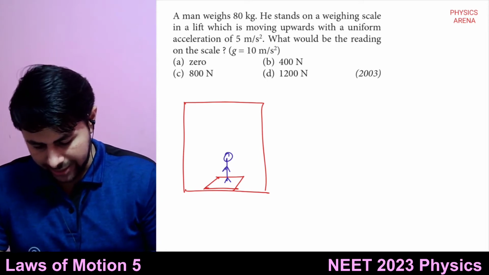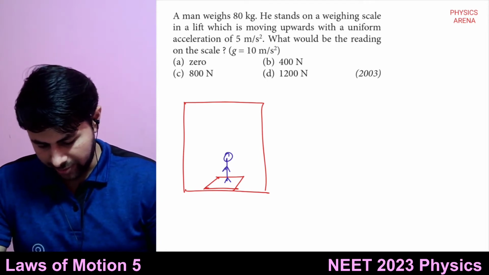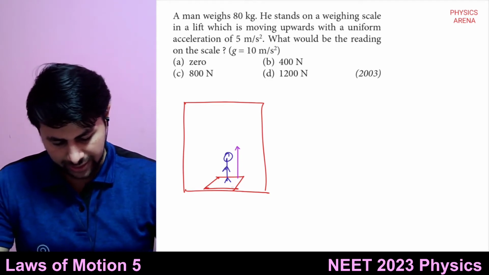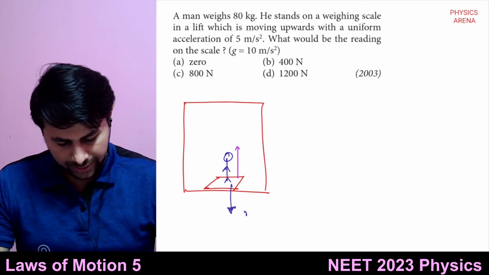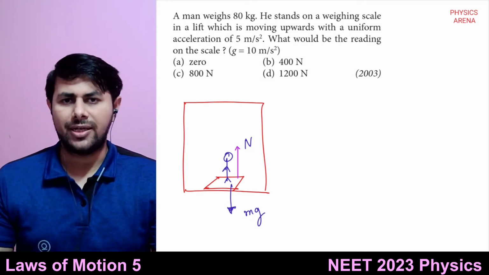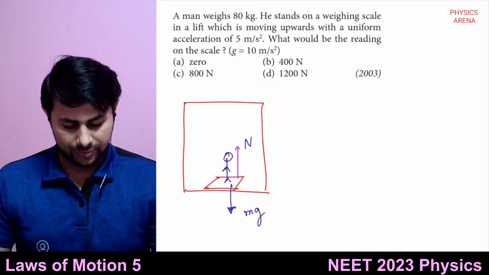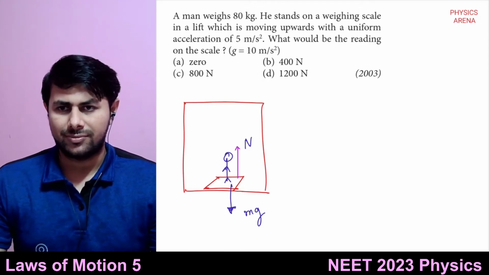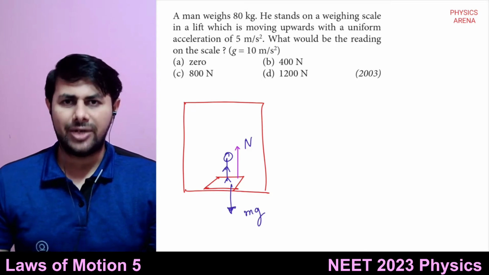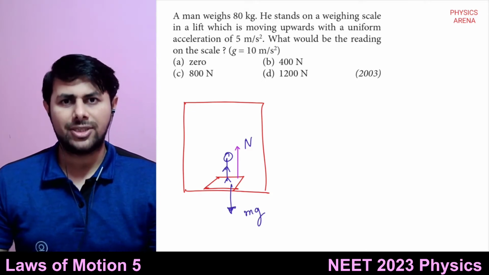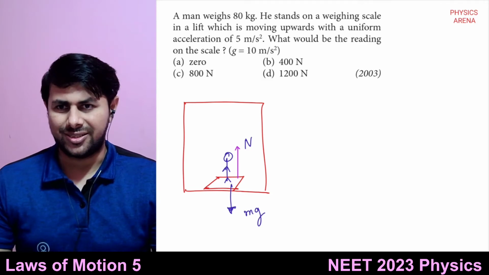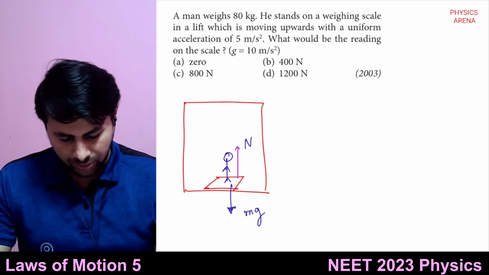There would be some normal reaction acting on the man upwards, and his weight is acting downwards. So what does the weighing scale show? It shows the reading equal to the normal reaction. That's the weight. We have studied this: the weight of a person is equal to the normal reaction exerted by the floor. If normal reaction is 0, the weight will be 0, weightlessness. So now we have to find out the normal reaction.